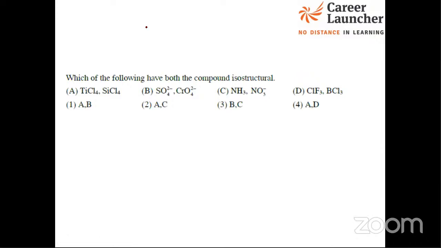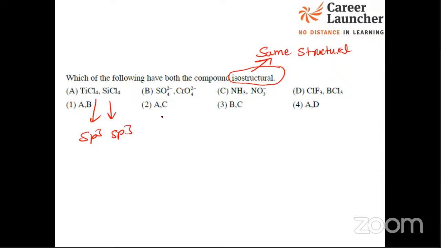Which of the following have both compounds isostructural? A very important concept it is. For those attempting tomorrow or day after tomorrow, isostructural means same structure. It is from chemical bonding. If you observe this, TiCl4 and SiCl4, of course, both are sp3. It is sp3, and this is also sp3 with lone pair. Anyhow, there is no need to see the rest. It's clearly visible. The first one is also right.